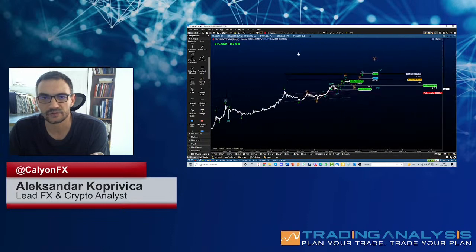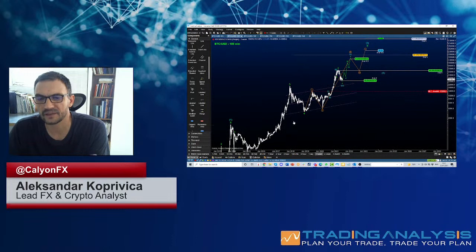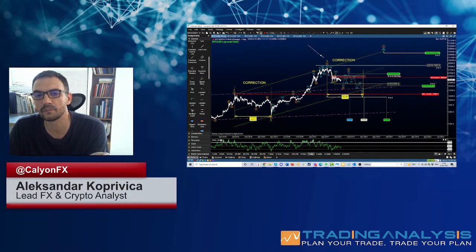Okay, so this is the notion of the flat corrective pullback, but in that case, you have to restructure all of the intermediate waves, and you have to restructure all of the higher time frame outlook. Okay, so let's say this was a wave 1 and 2, and we are still actually in the wave 5 of the orange wave 3. So we didn't actually finish the wave 3. We are still in this wave 3 that we are seeing being completed here.